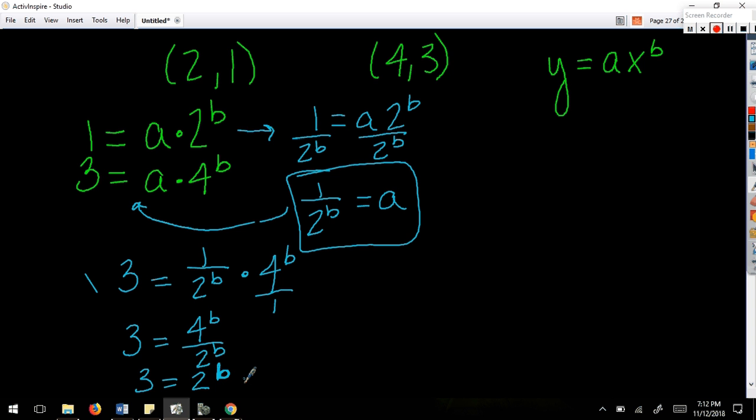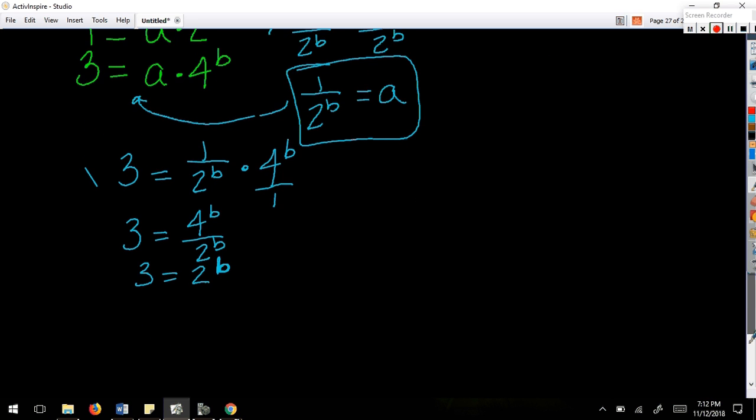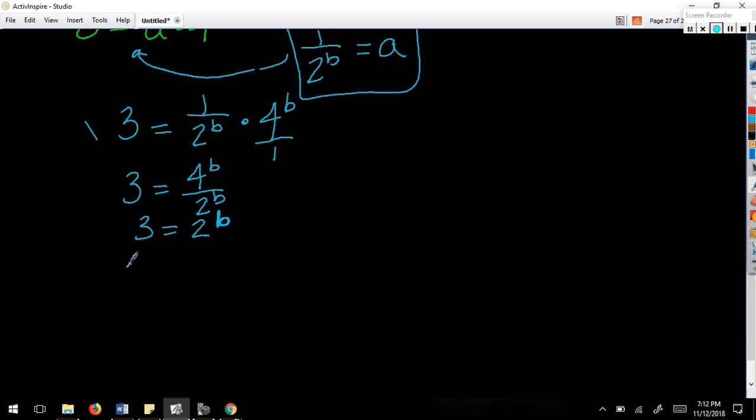Now you might say, Miss McGee, that's still not solved for b, and it's not. But we have learned a nice little way to solve for an exponent when it's missing, and that would be to use a log. So if I have the log base 2 of 3, I find out that that is actually what equals b.